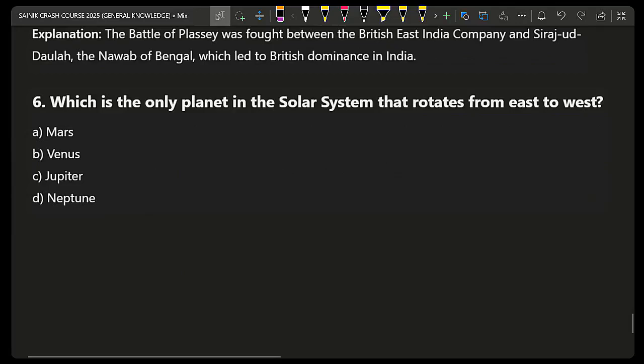Remaining all the planets are rotating from west to east, but only one planet will rotate from east to west. Poll completed. 2 students voted option A, Mars, wrong answer. 5 students voted option D, Neptune, wrong answer. 6 students voted Jupiter, wrong answer. And 9 students gave the correct answer, that is Venus. Venus is the correct answer.